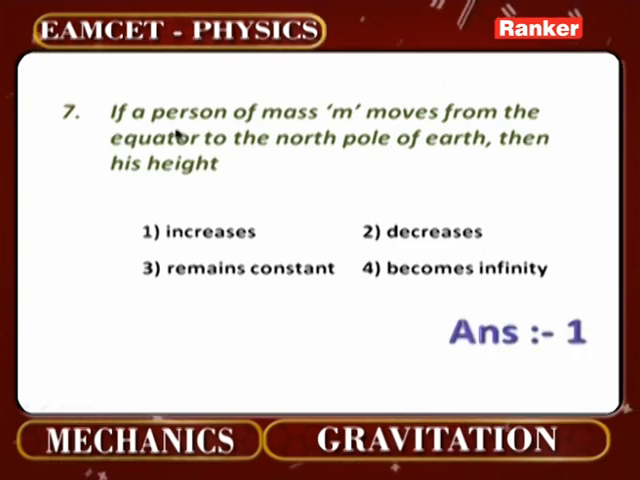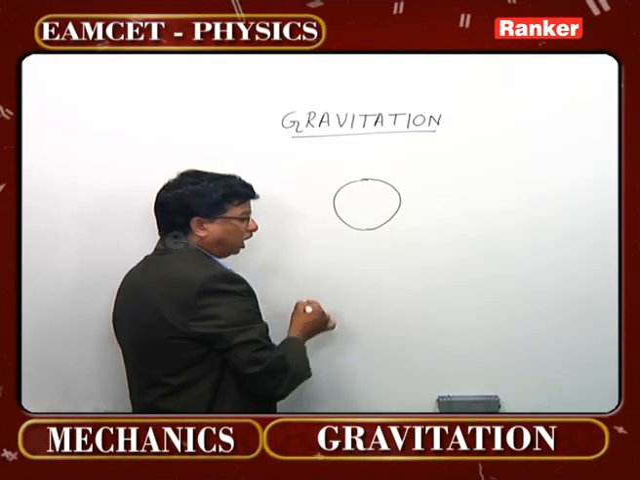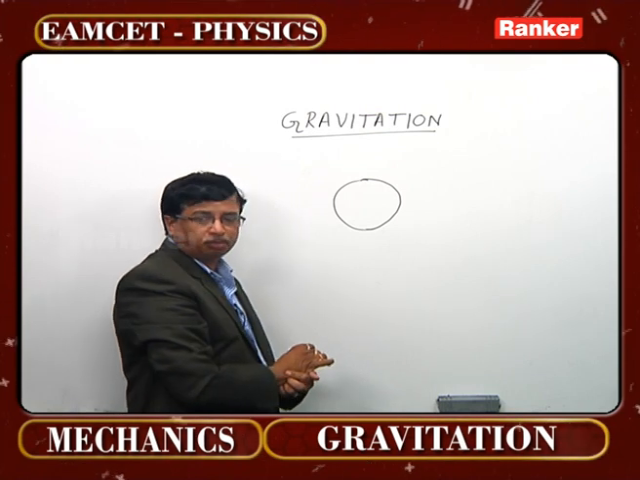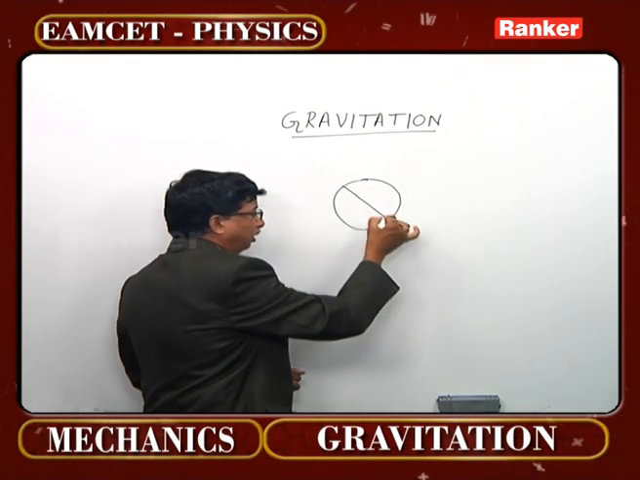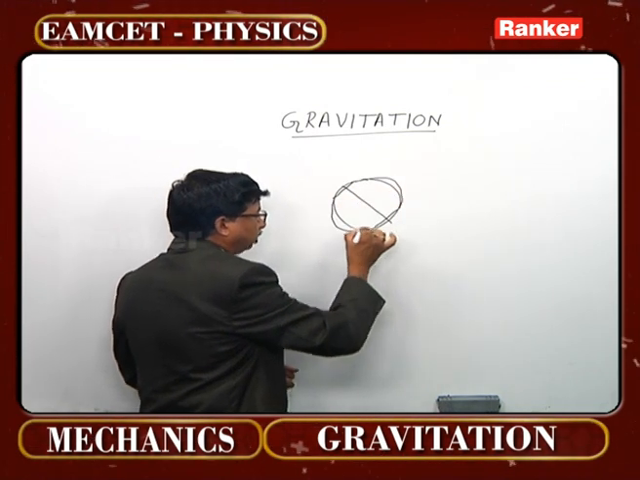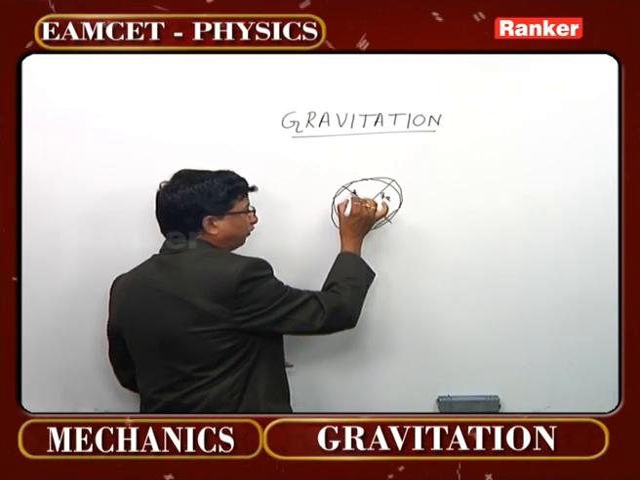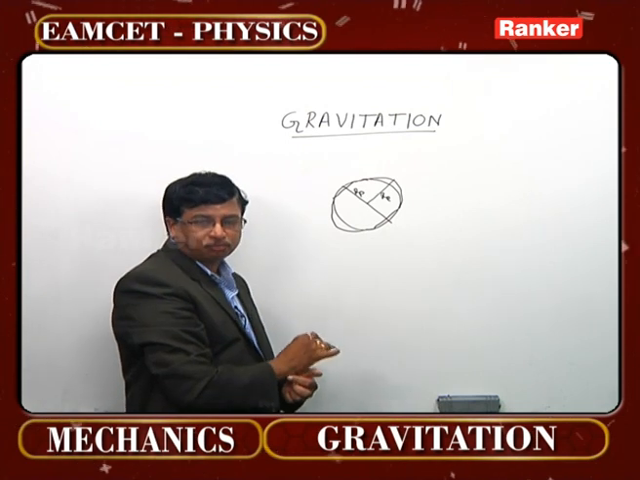A simple question which is theoretical by nature. If a person of mass m moves from the equator to the north pole of the earth, what happens to his weight? Similarly, they can even ask what happens to his mass also. Suppose you take the earth as a spherical body. We know the earth is not perfectly spherical. It has flattened poles and a bulged out equator like this. Due to the bulge, the equatorial radius is definitely greater than the polar radius for the earth.